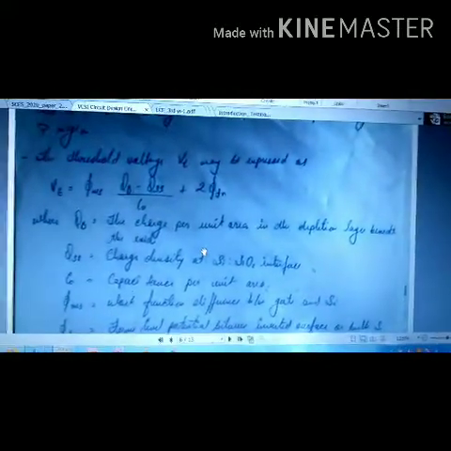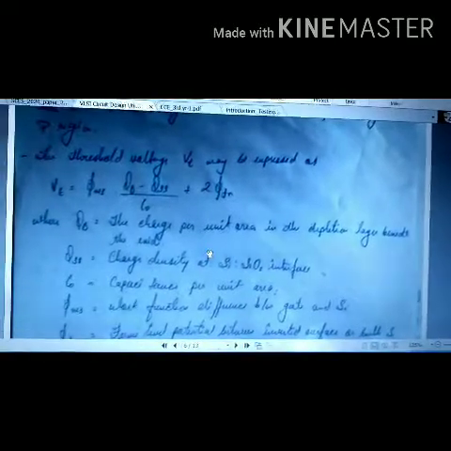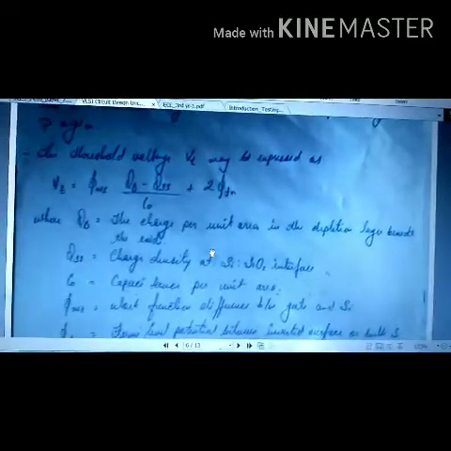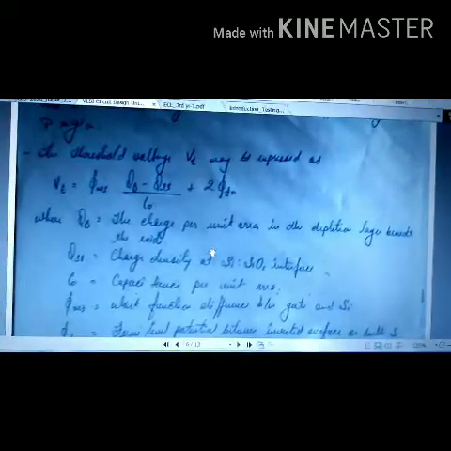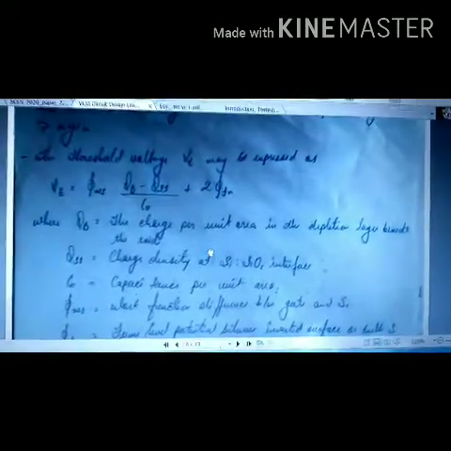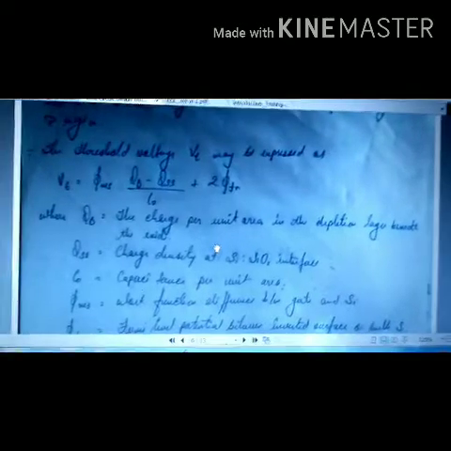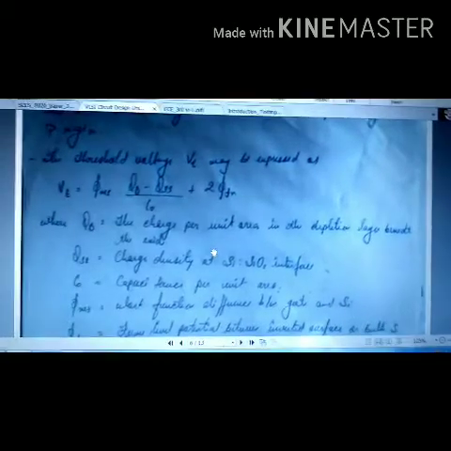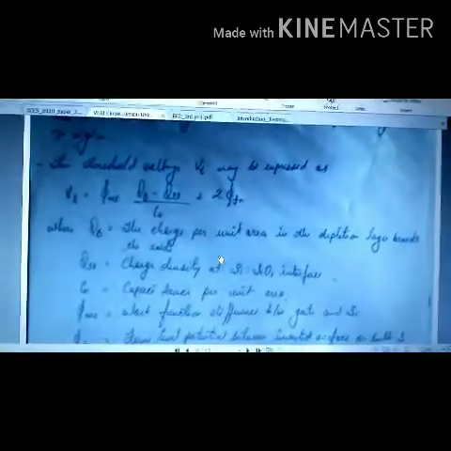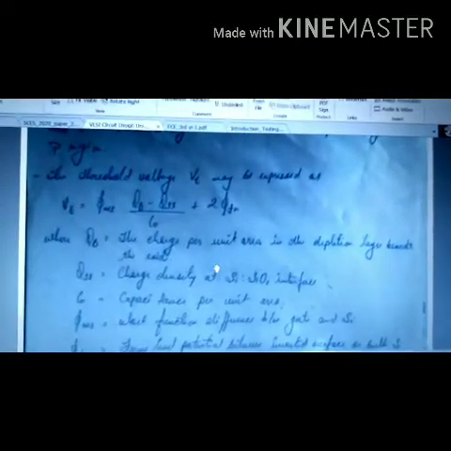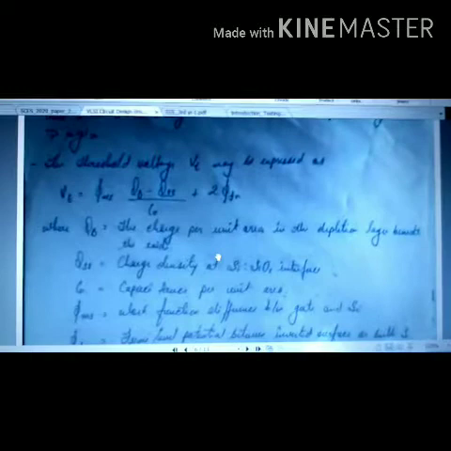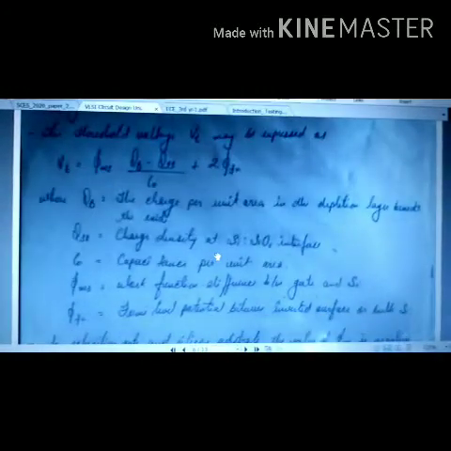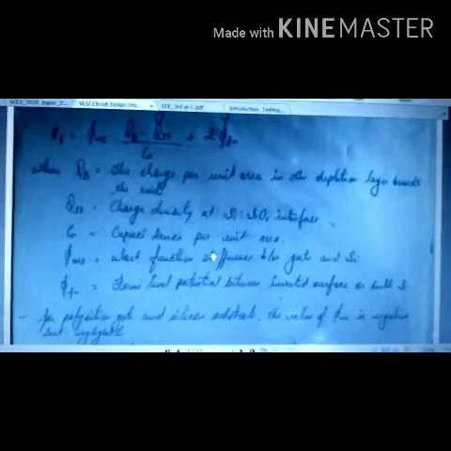channel. Then Qss, the second parameter given here, is the charge density at SiO2 interfaces. The charges are present at SiO2 interfaces, and with the application of gate voltage, more of these charges will increase. So the gate, dielectric and channel form a sort of capacitor as well. We know that a capacitor can store charge, therefore charge parameters will also be shown.